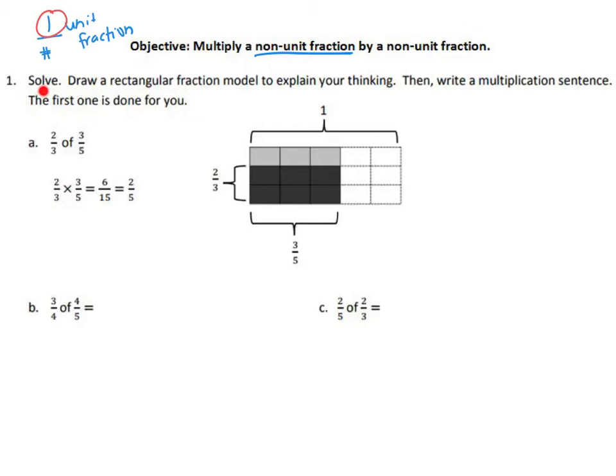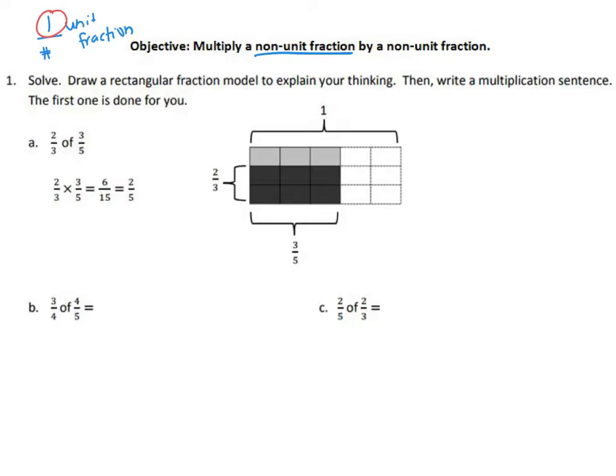Number 1, solve. Draw a rectangular fraction model to explain your thinking. Then write a multiplication sentence. The first one is done for you. So here's the question. Here is the rectangular fraction model. And here is the multiplication sentence. All right, let's do 3/4 of 4/5. So first, we need to draw a rectangular fraction model.